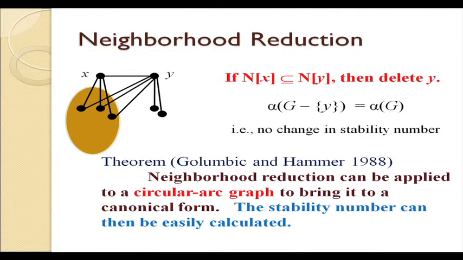And that led us to look at what we could use that for in some classes of graphs. And it turned out that on circular arc graphs, you could perform neighborhood reduction and bring the graph to a certain canonical form. And that canonical form was easy to read off what the stability number would be. So this was a very greedy kind of algorithm just by doing neighborhood reduction. And that gave it the best algorithm for stability number for circular arc graphs.